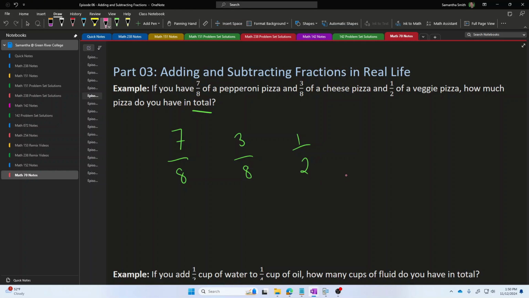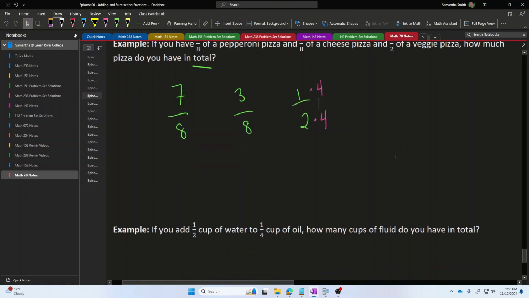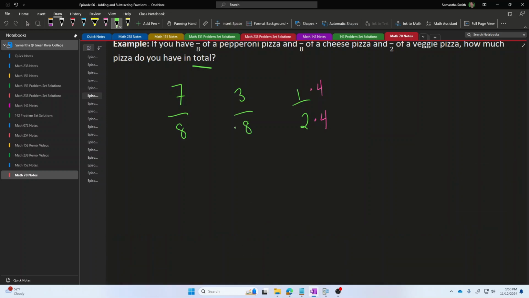Well, I think I can transform 2 into 8 by just multiplying by 4 in the denominator, and then I can do the same thing and multiply by 4 in the numerator. And now I have rewritten my fractions so that they all have the same denominator, and I have 7 over 8 plus 3 over 8 plus what is now 4 times 1, 4 over 8.